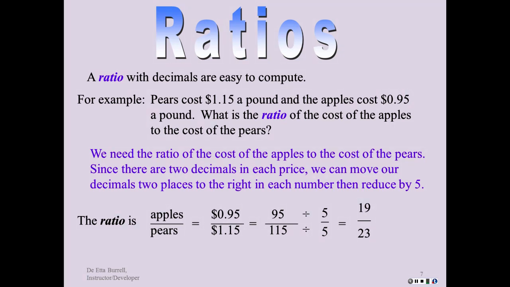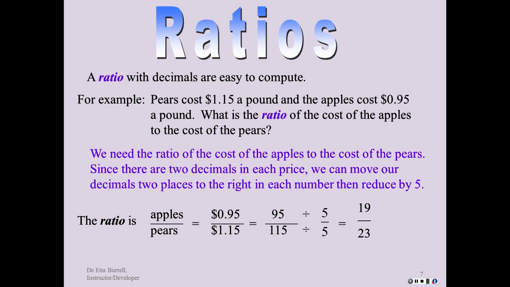Now, a ratio with decimals is easy to compute. I want to show you a quick little shortcut to deal with decimals, because sometimes you just don't have time to actually divide. But you could. A pear costs $1.15 a pound and apples cost 95 cents a pound. What is the ratio of the cost of apples to the cost of pears? Since there are 2 decimals in each price, we can simply move our decimals to the right in each number and then reduce by 5.